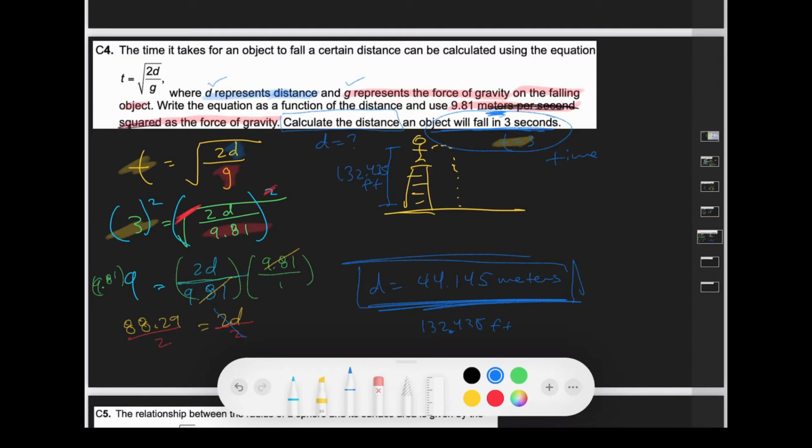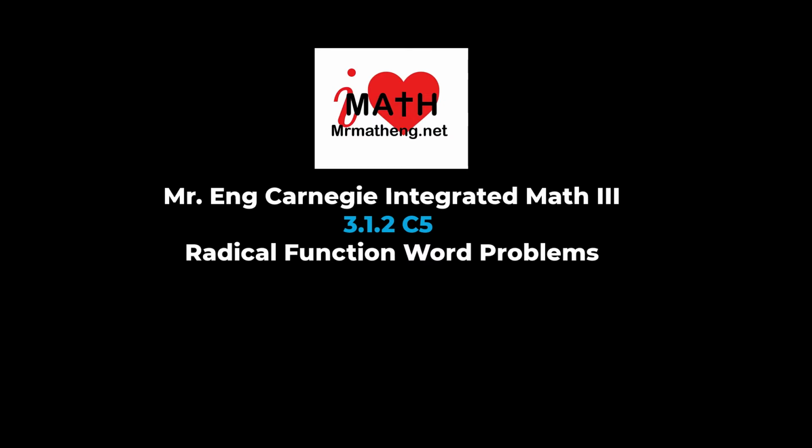But here's the crazy thing, it is only taking 3 seconds to fall down. That does make sense, because if you're on the 13th floor and you drop a penny, it's going to go pretty fast. So that was C4.